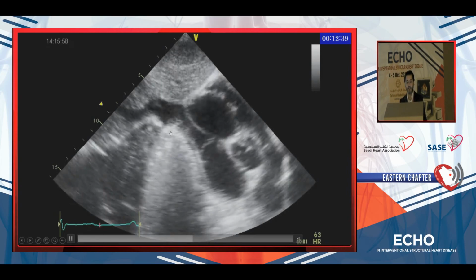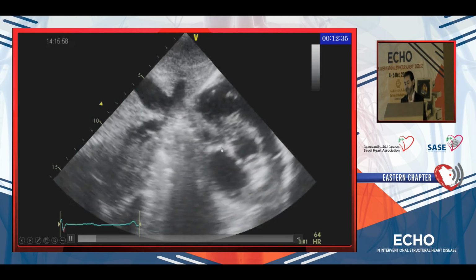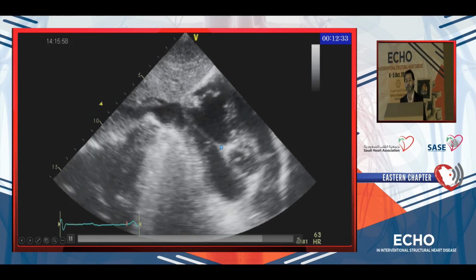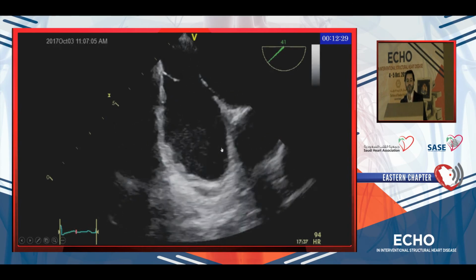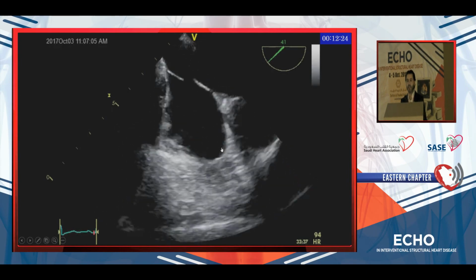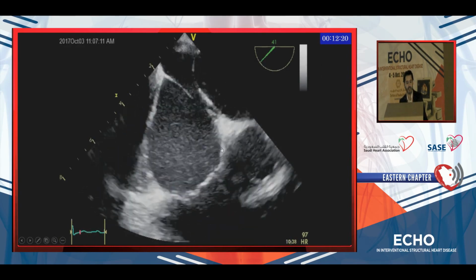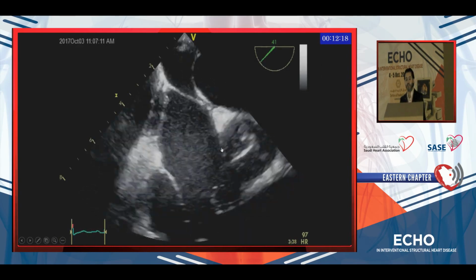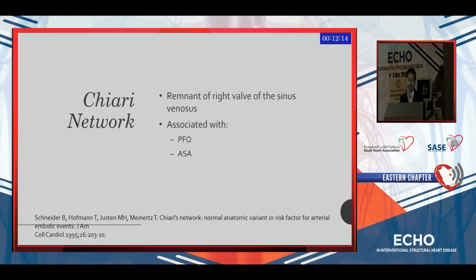As you can see, this is the IVC. It will direct all IVC blood to the fossa ovalis. So this will prevent closure of the fossa ovalis. Okay. So here you can see, and this is a Eustachian valve. Sometimes it can be tricky if your gain is too low, so just increase the gain, and you can see also the Eustachian valve, how it directs the IVC blood to the fossa ovalis.